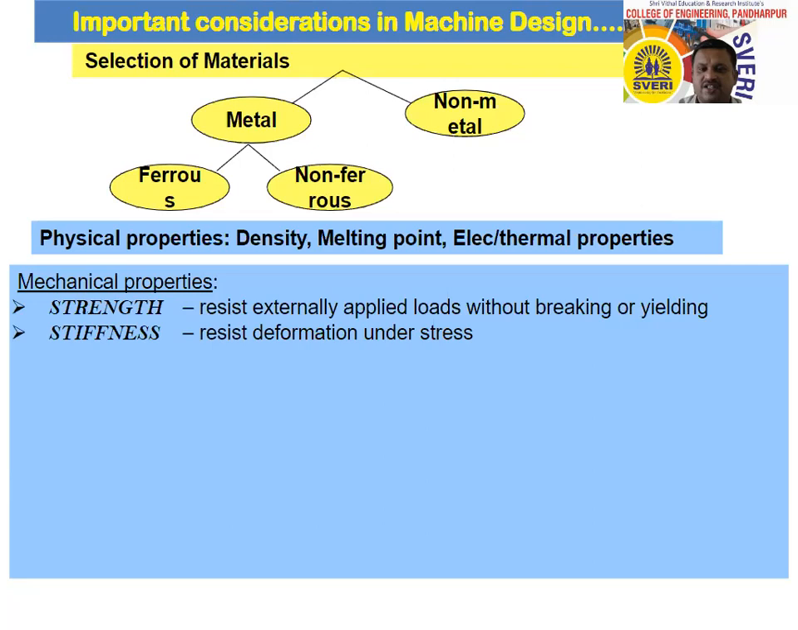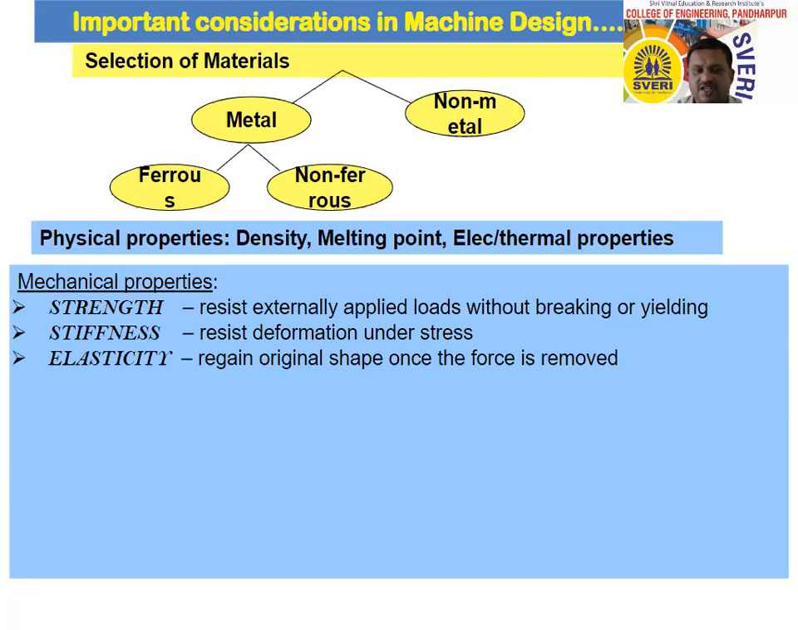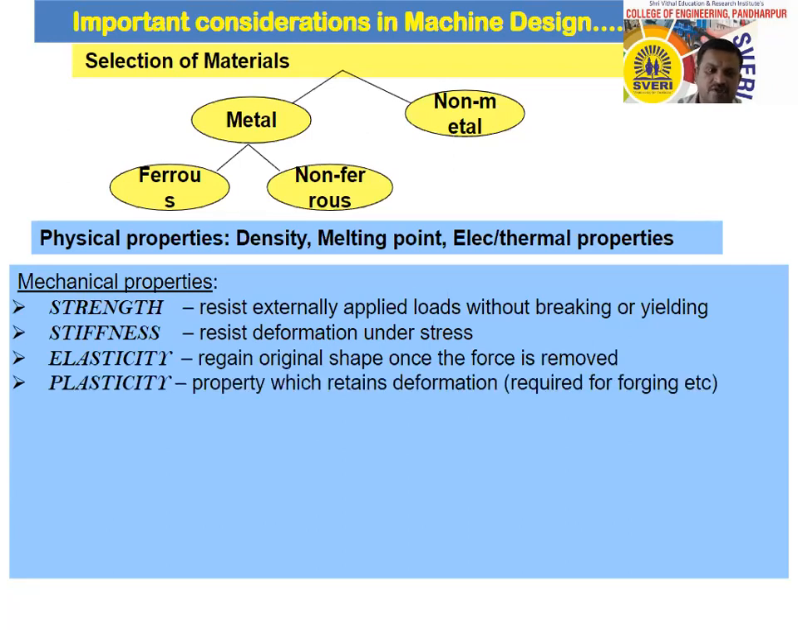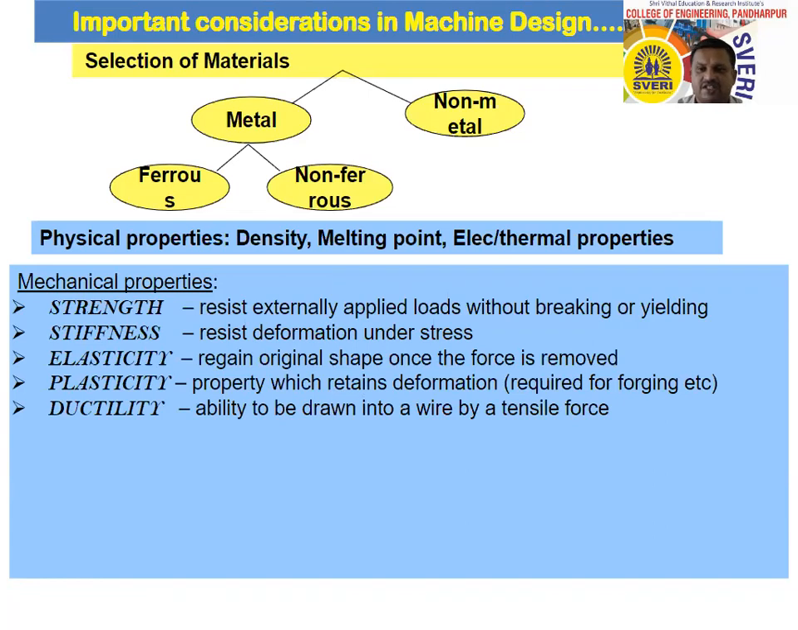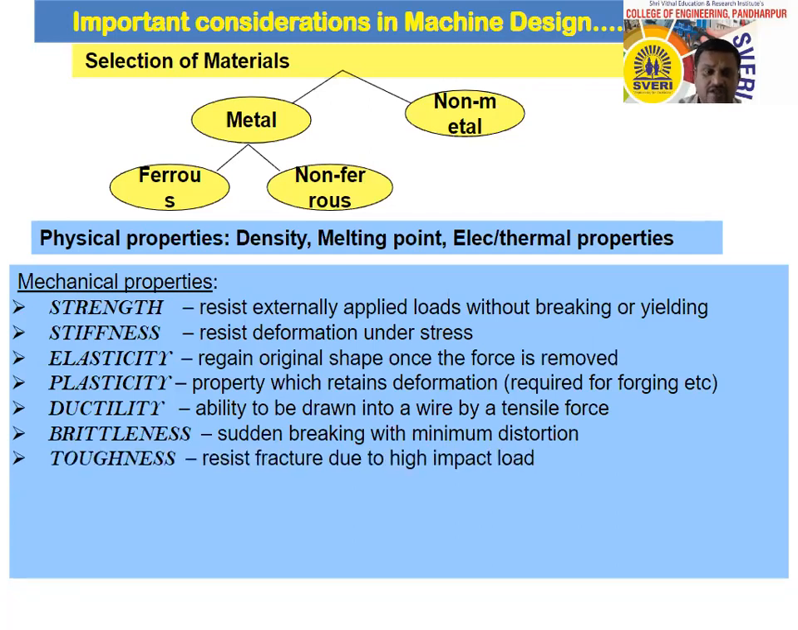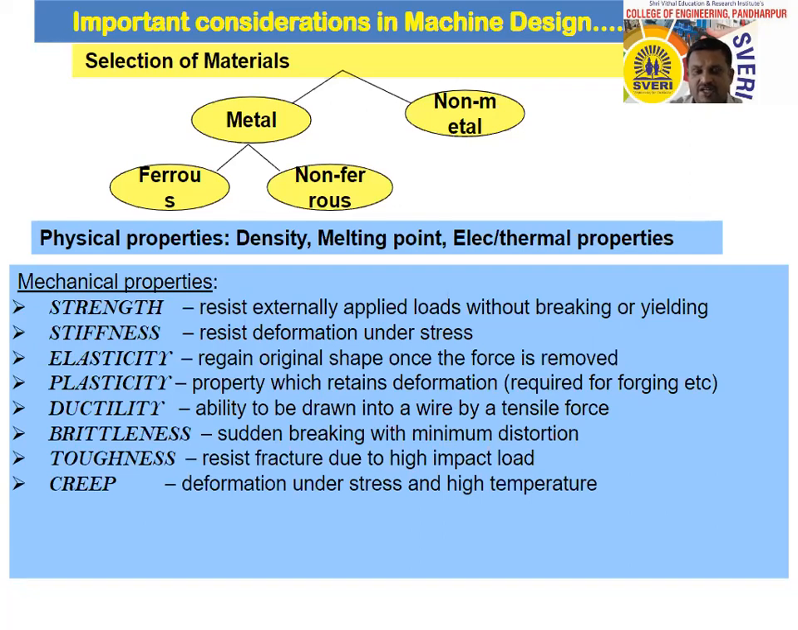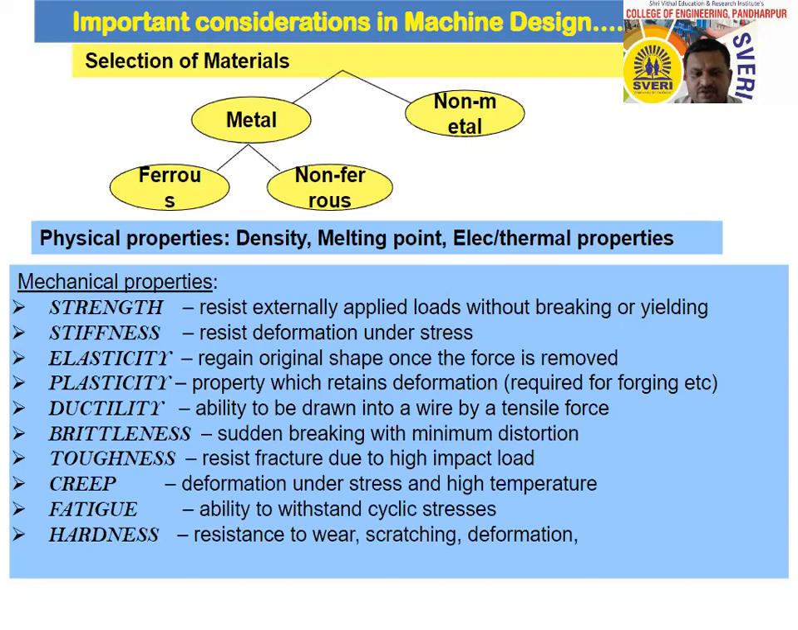Then stiffness, resist deformation under stress. Elasticity, regain original shape once the force is removed. Plasticity, property which retains deformation, required for forging, etc. Ductility, ability to be drawn into a wire by tensile force. Then brittleness, sudden breaking with minimum distortion. Toughness, resistance to fracture due to high impact load. Creep, deformation under stress and high temperature. Fatigue, ability to withstand cyclic stresses. Hardness, resistance to wear, scratching, deformation, and machinability, etc.